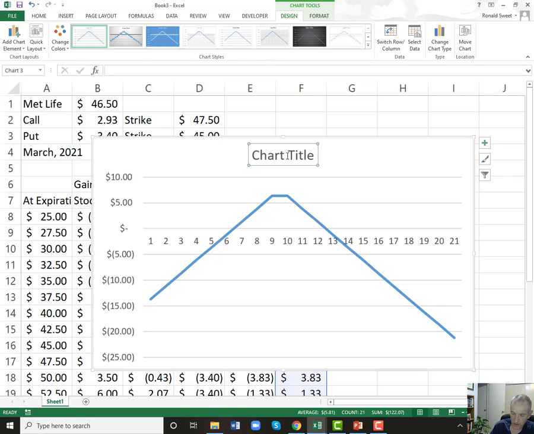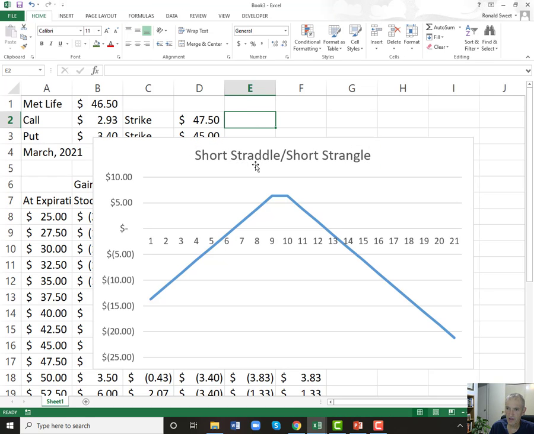So this is what we call a short straddle or a short strangle. I'm really not all that picky about which one. You probably use the word straddle if you're in an interview, even though it's not technically a straddle. All right, so that's to understand.